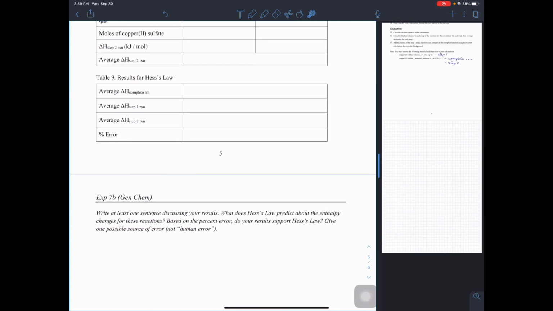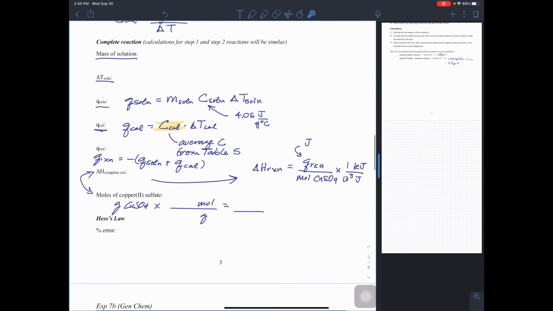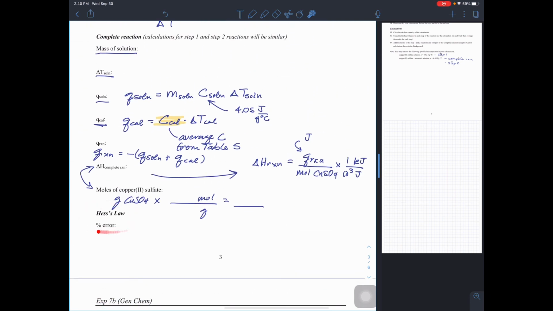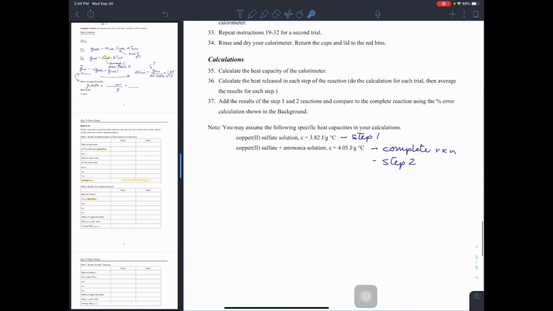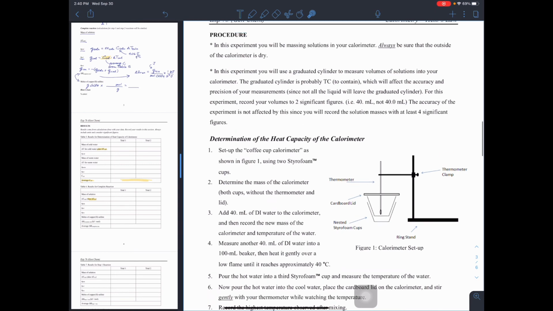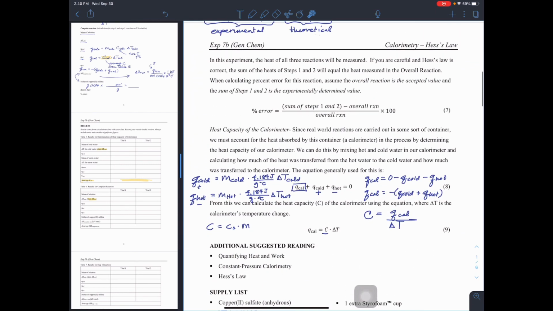And you'll get the average again, and so then here are the results for Hess's law. Record the average you got for the complete reaction, the average for step 1, the average for step 2. The percent error, the calculation goes back up here in the calculations section, and how to do that calculation is talked about over here, right here.